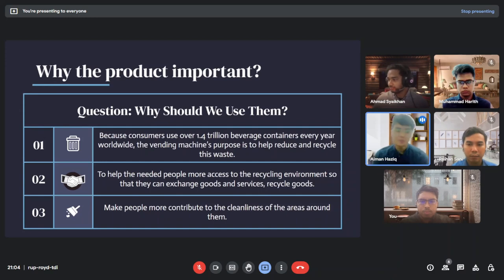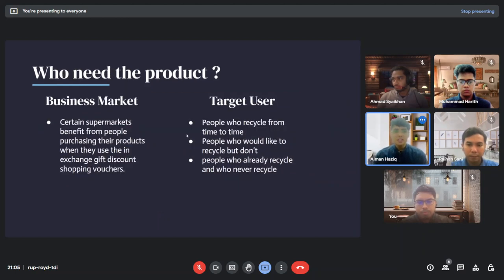Thank you, Mr. Shaihan. So moving on to why the product is important. We're getting a lot of questions, so why should we use them? First, the consumer uses over 1.4 trillion beverage containers every year worldwide, so the vending machine's purpose is to help reduce and recycle this waste. The second is to give people in need more access to the recycling environment so that they can exchange goods and services and recycle goods. And lastly, the importance of the product is to make people contribute more to the cleanliness of the areas around them.